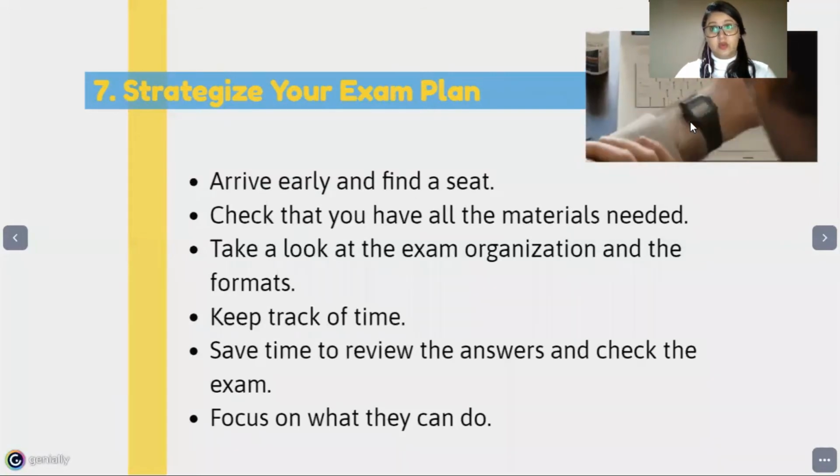And it's also advisable that students save some time to review the answers and check the exam after they finish. Sometimes when students are solving a test, they find a question or a specific section that is really difficult, so that they don't know how to solve it. So they don't need to focus on that. They need to continue and focus on what they really can do.